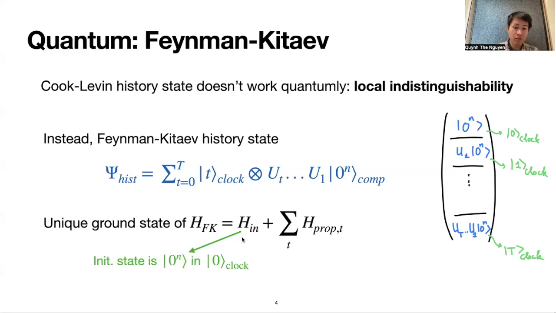The input Hamiltonian term looks at the first component in the direct sum, and it wants to see the all-zero state. The propagation terms look in between adjacent components in the direct sum, and it wants to see that the gate is applied in going from time step t to time step t plus 1.